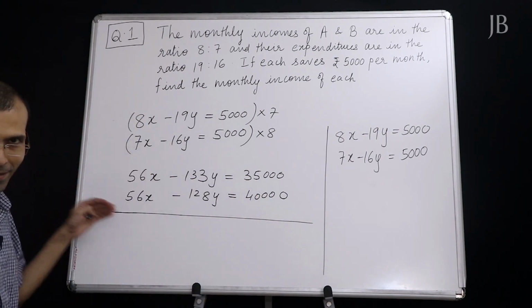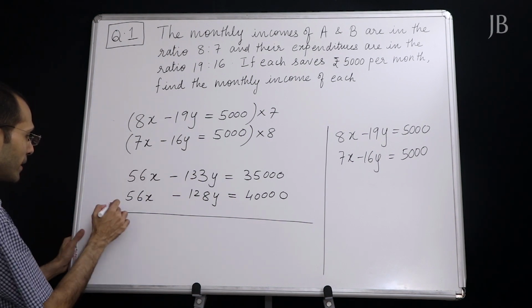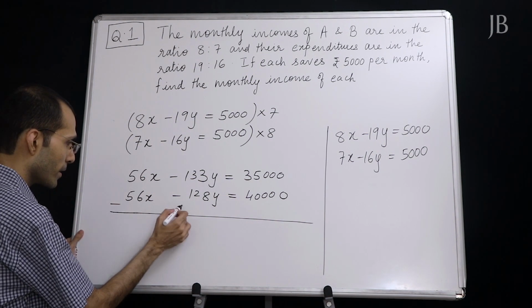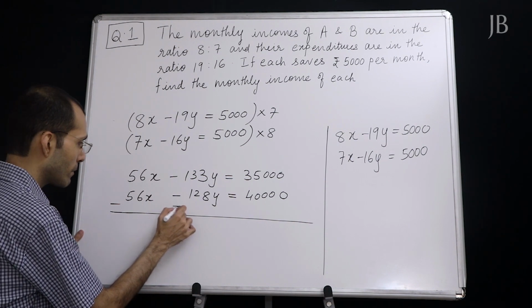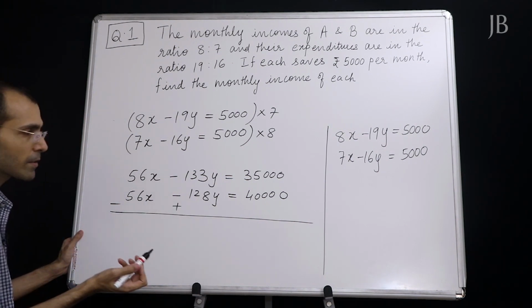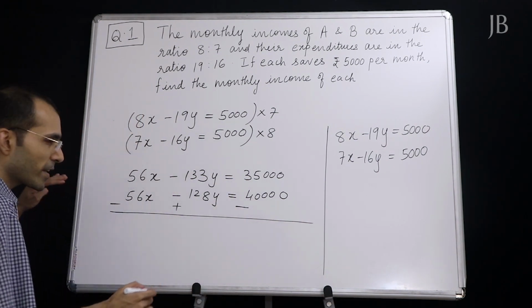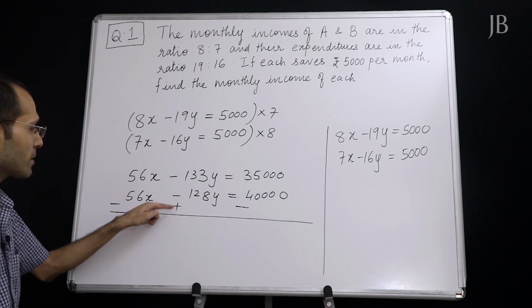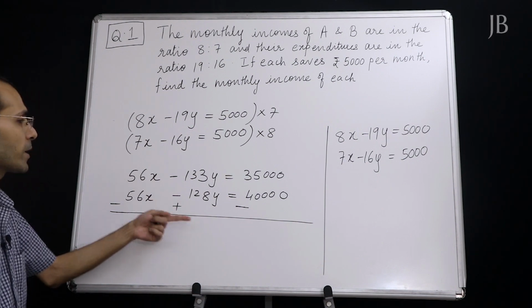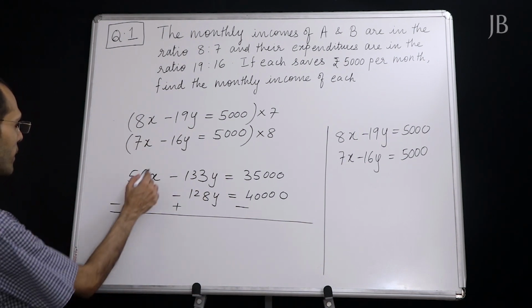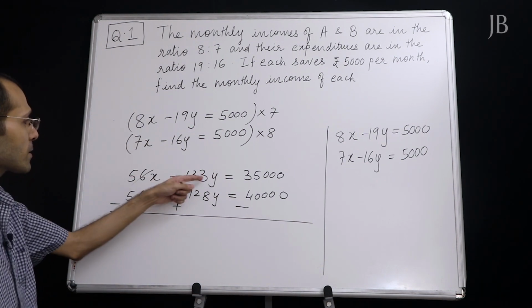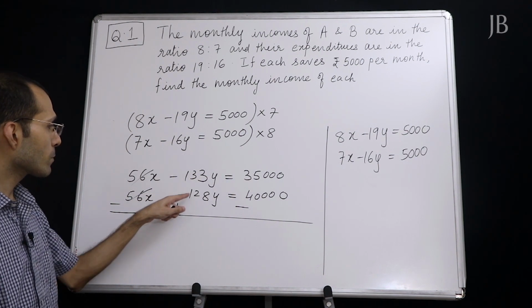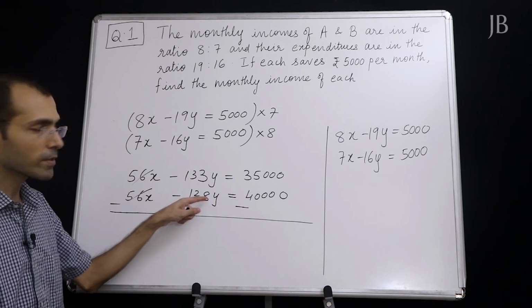Subtraction will work best, so that x is getting eliminated. This is minus. Here also minus. But we will put plus because minus into minus is plus. And minus. So actually we are subtracting throughout. So here minus, here also minus, but minus into minus is plus. So we are putting plus. And then here minus, so this will go away. Minus 133y plus 128y.